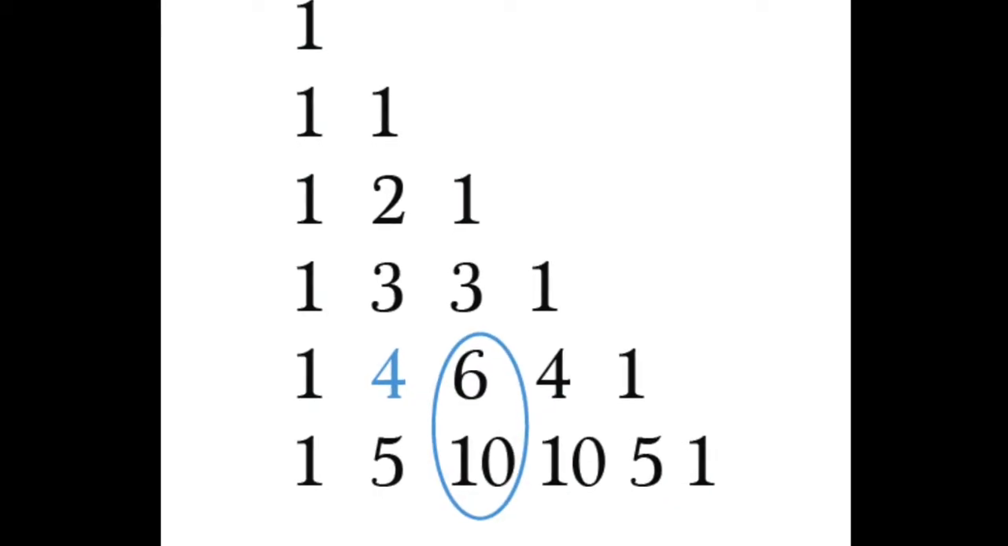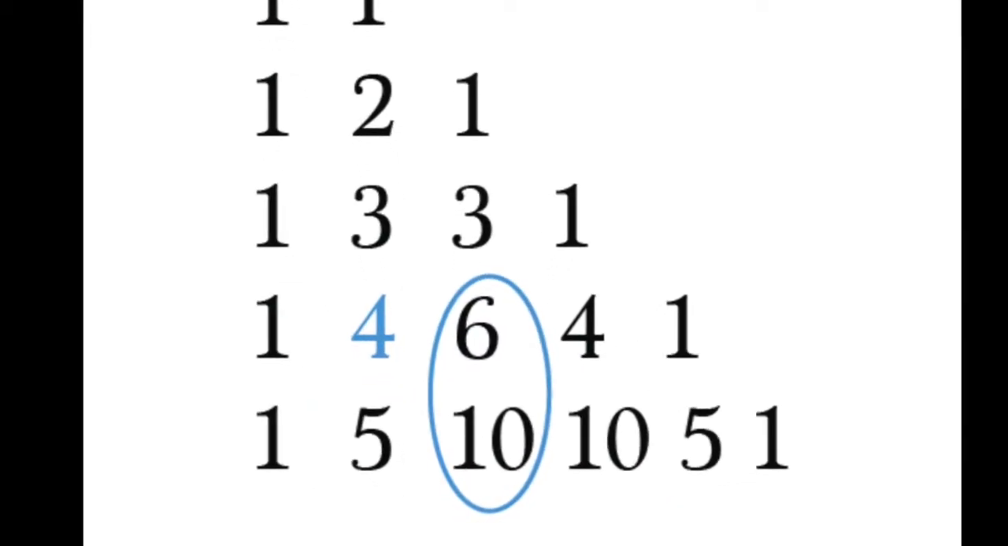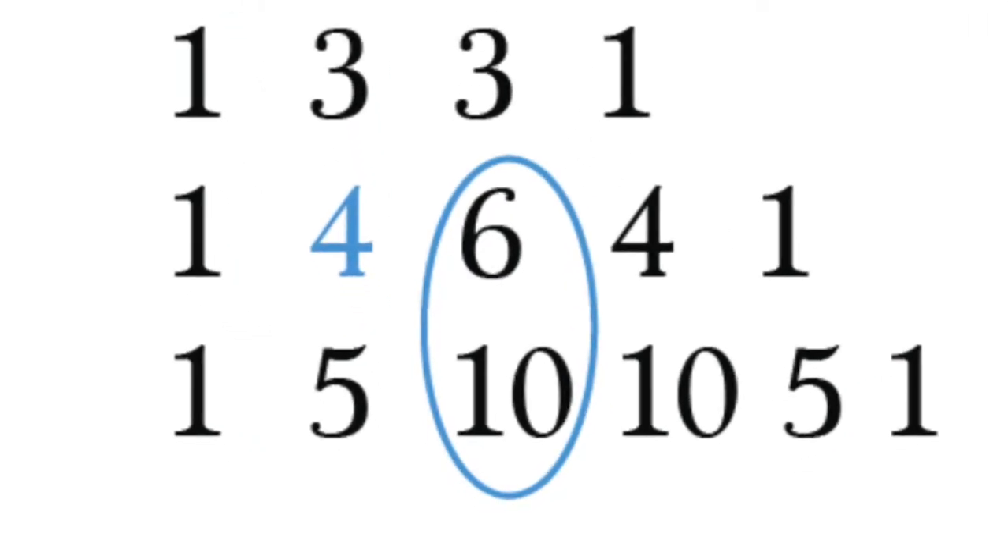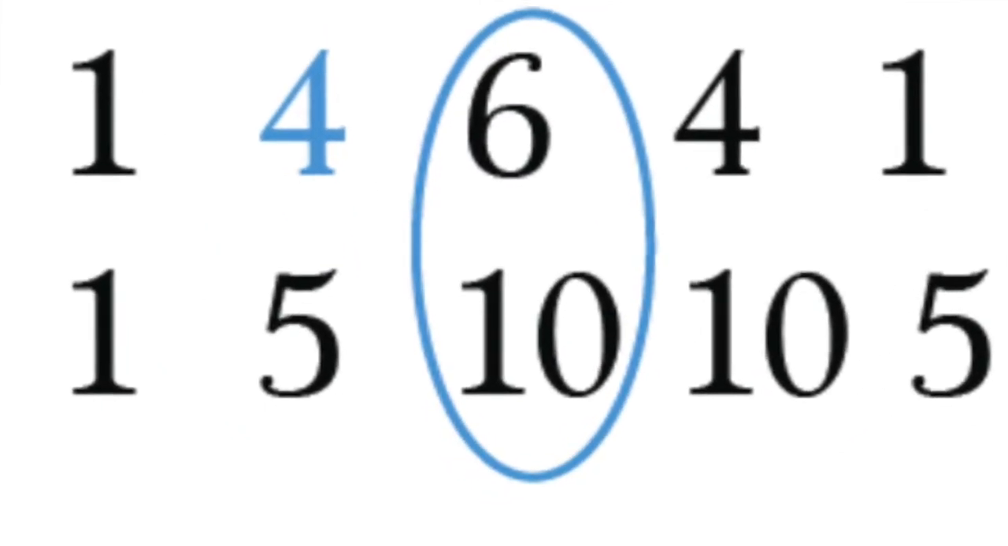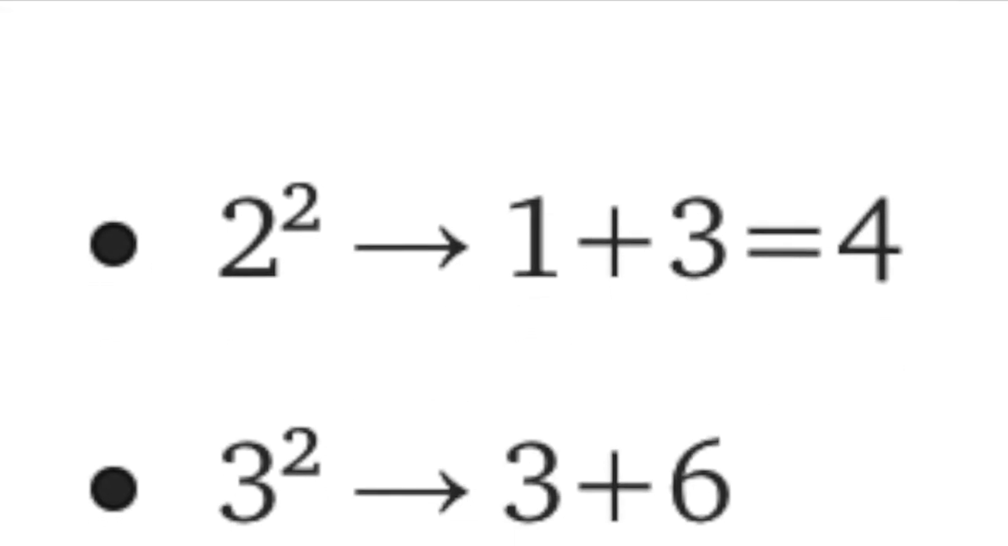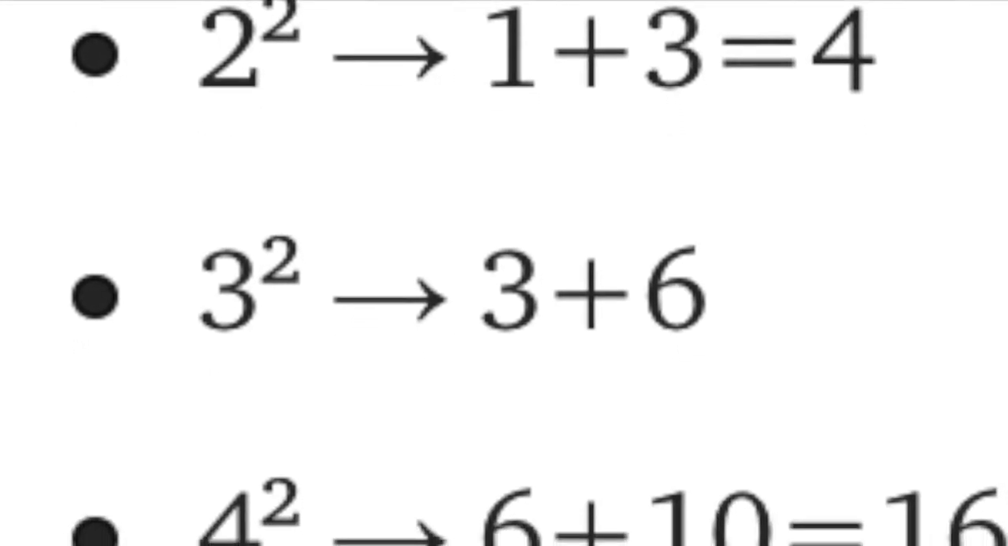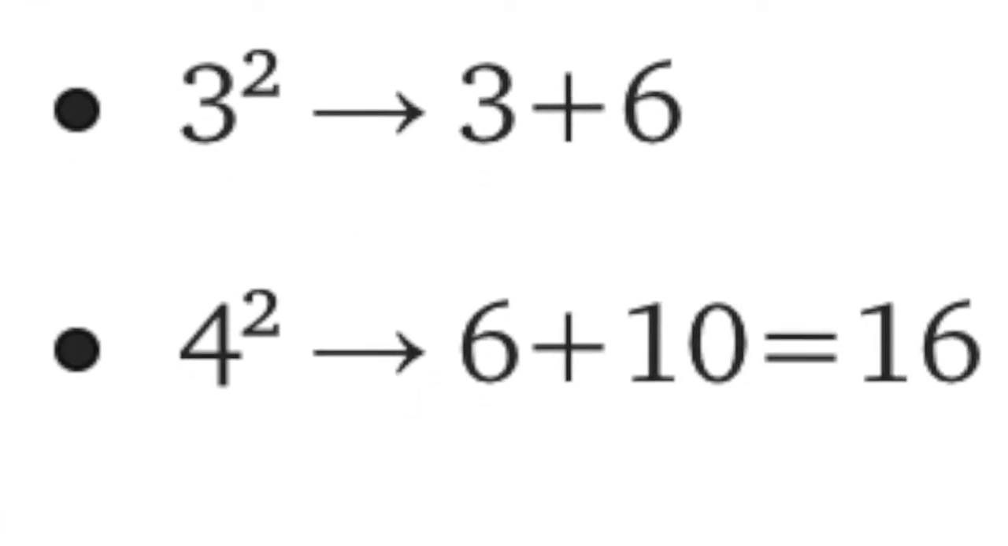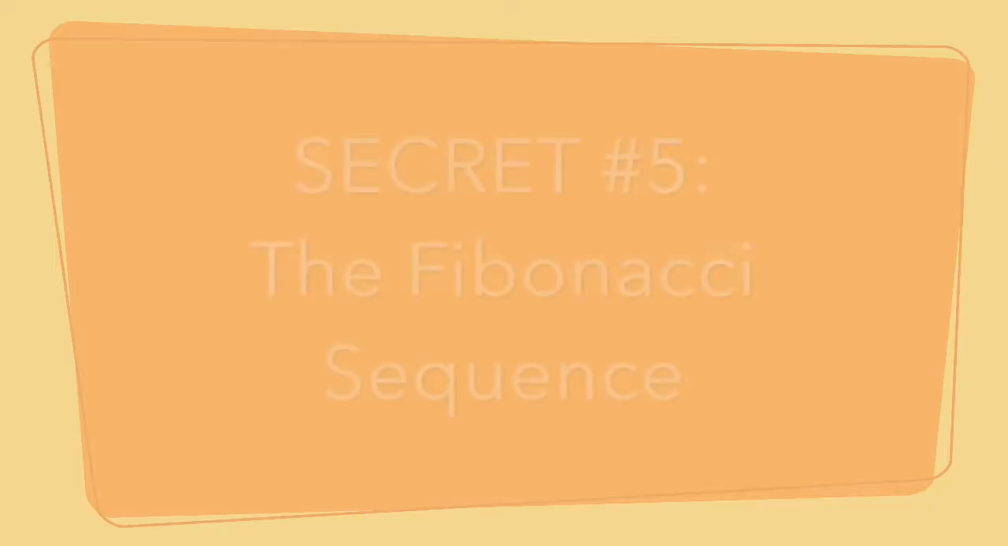The perfect squares of the natural numbers in the second column can be located by summing the number to the right with the number below the number to the right. For example, 2 to the second power is 1 plus 3 equaling 4, 3 to the second power is 3 plus 6 equaling 9, and 4 to the second power is 6 plus 10 equals 16, and so on.